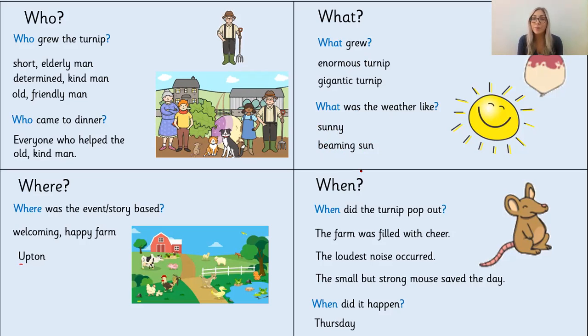And I said it was when the loudest noise occurred, and it was when the small but strong mouse saved the day. Okay, and the farm was filled with lots of cheer. And then I also thought about another question. So I did the red task yesterday and I came up with my own question, and it was, when did it happen? And I decided that this happened on a Thursday.